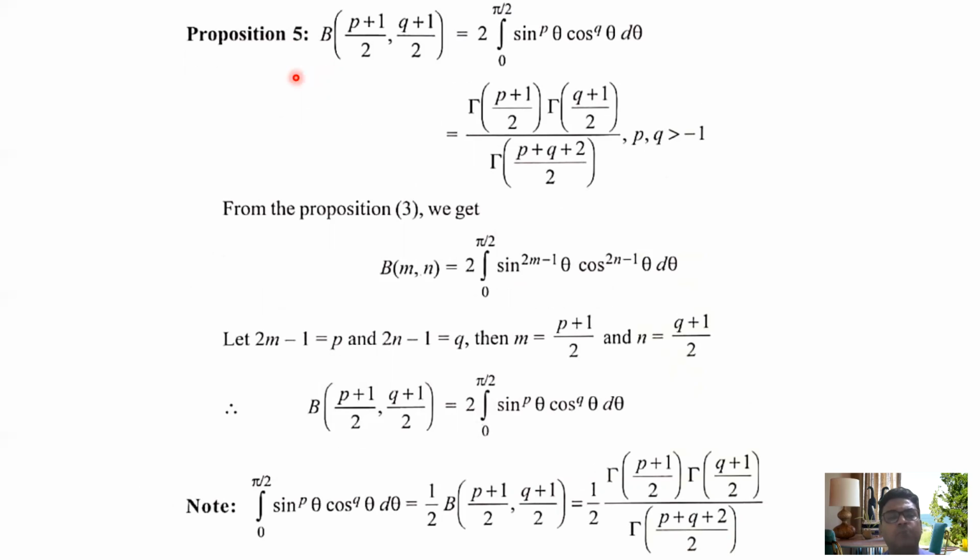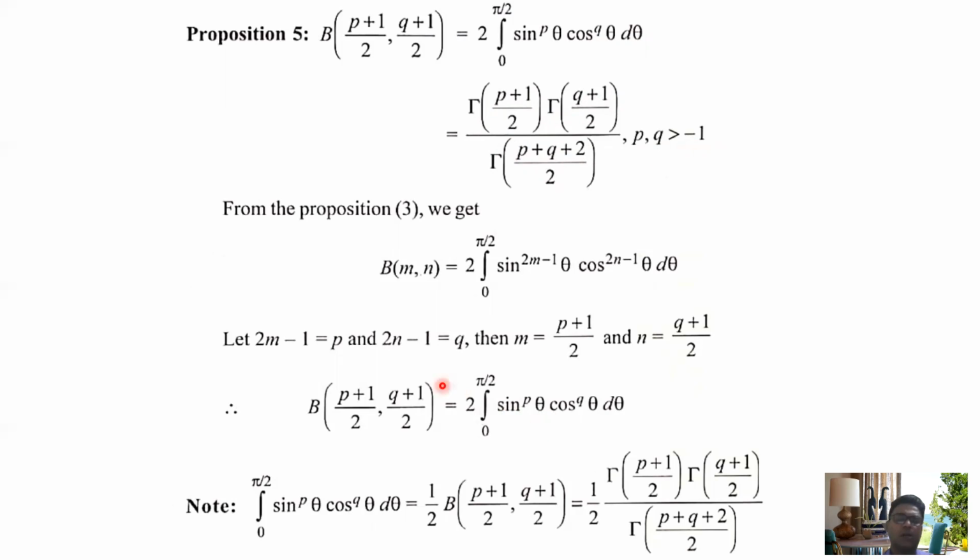Now, this is the number 5 property, that is Beta(p plus 1 by 2, q plus 1 by 2) is equal to 2 times the integral from 0 to pi by 2 of sine to the power p theta cos to the power q theta d theta. So it equals gamma(p plus 1 by 2) gamma(q plus 1 by 2) over gamma(p plus q plus 2 by 2), where p and q are greater than minus 1.